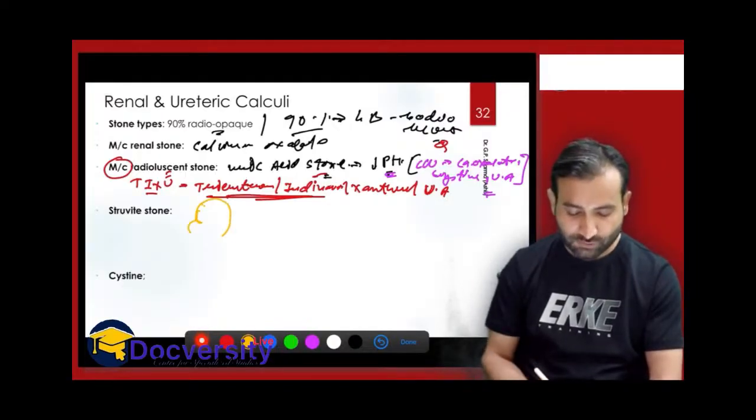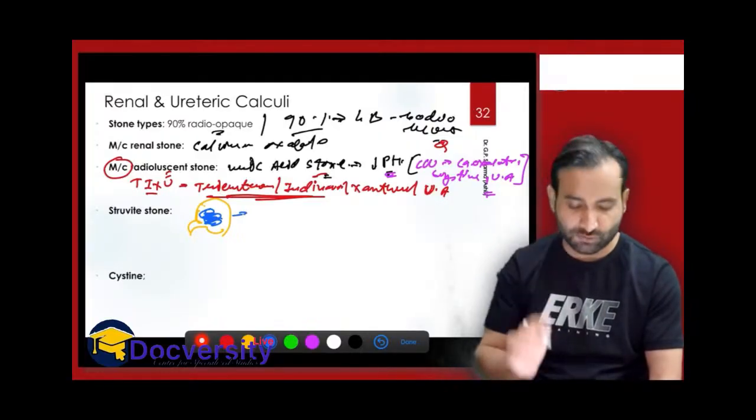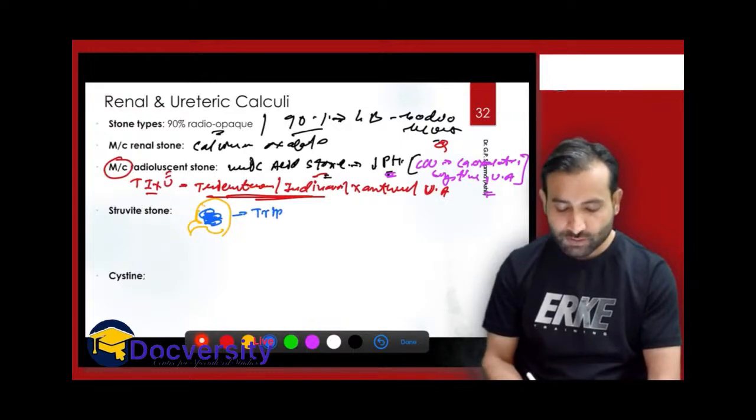And we have the struvite stone. Struvite stone means sometimes we have this big stone formation within the whole renal pelvis. It covers the whole renal pelvis. Much bigger stone forms, right? Struvite stone. So it is also called the triple phosphate stone. What is this called? Triple phosphate stone.